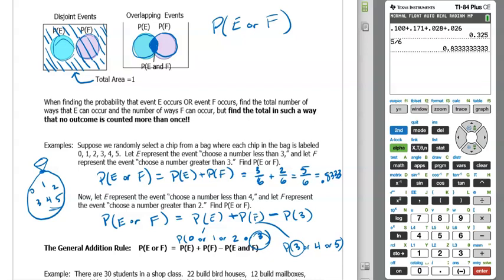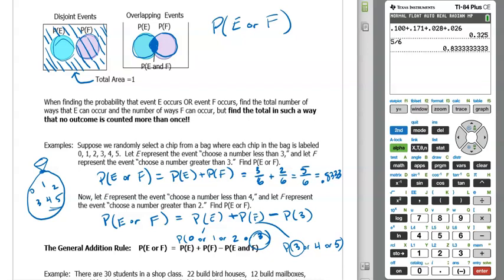Every chip that's in here is either less than 4 or greater than 2, so there should be a 100% probability. If we simply added these without taking into account that we're counting the probability of drawing a 3 twice, then we would end up with a probability that's more than 100%, and of course that's not allowed. But this way it should work out.